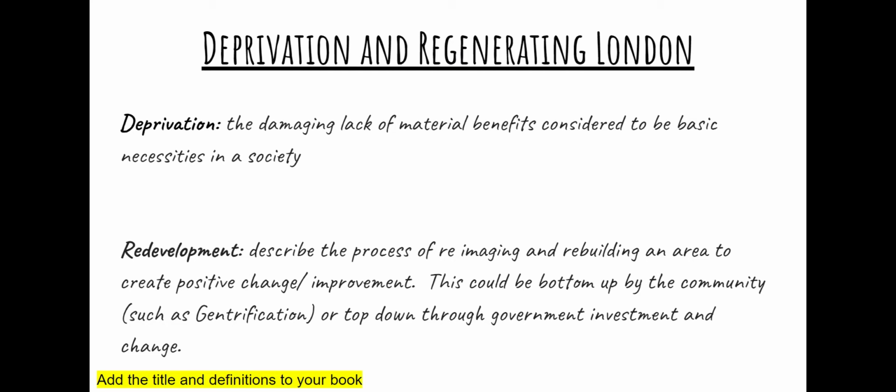So, the first thing we really need to do is to get these two definitions down in our book so that you have a clear idea of what deprivation means. And also, we're going to be moving on to how we overcome deprivation, how we solve deprivation and inequality in London through the processes of redevelopment, which I know we've touched on a little bit. So if you want to pause this video now and copy down those definitions, that'll be the best place to start.